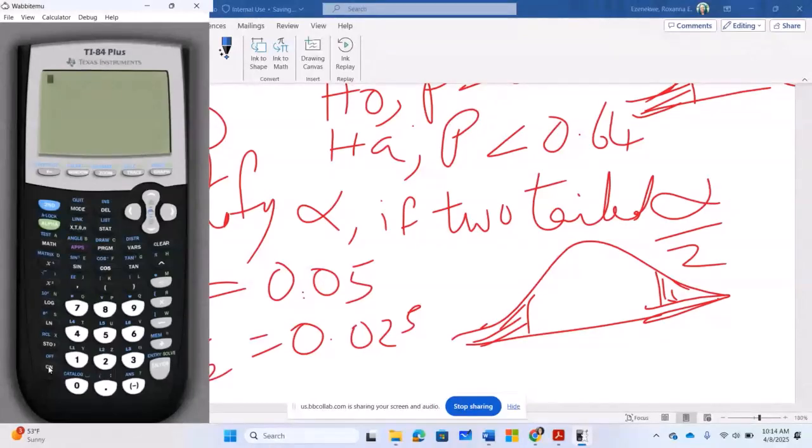Each question is 5 points. And you are allowed to use your calculator. So go ahead and use your calculator.